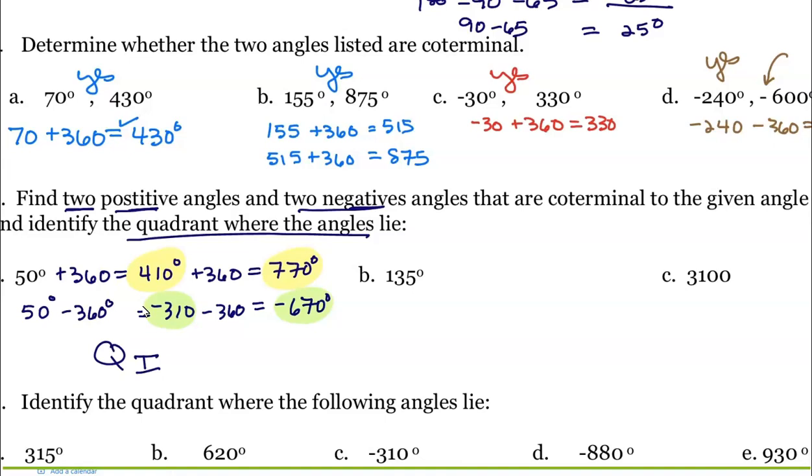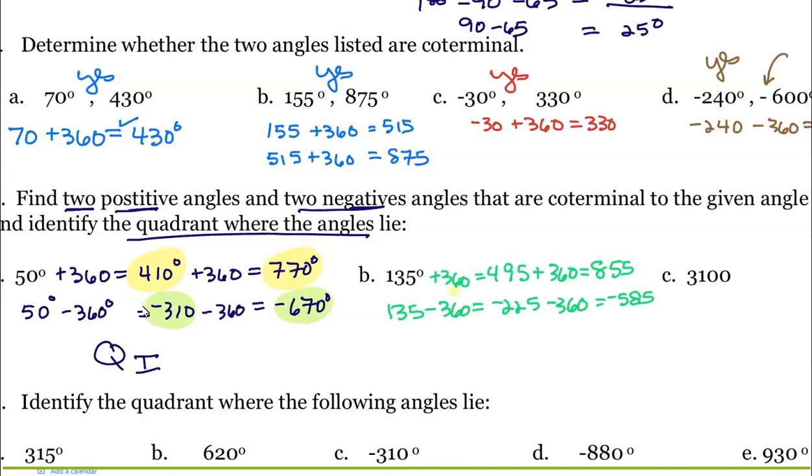Okay, next one. Let's look over here. And I have 135. So I'm going to add 360, and that's going to give me 495. And I add 360 again, and that's going to give me 855. Okay, then if I take 135 and subtract 360, that gives me negative 225. Subtract 360, and I get negative 585.